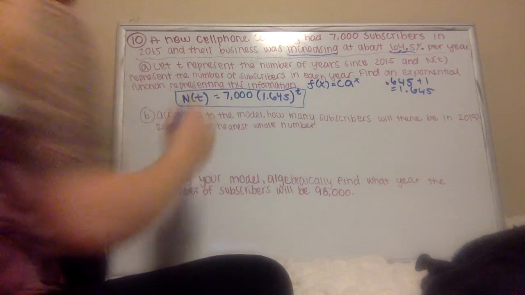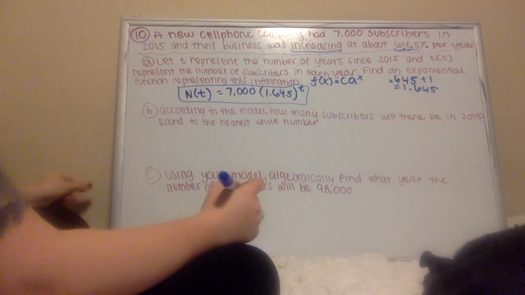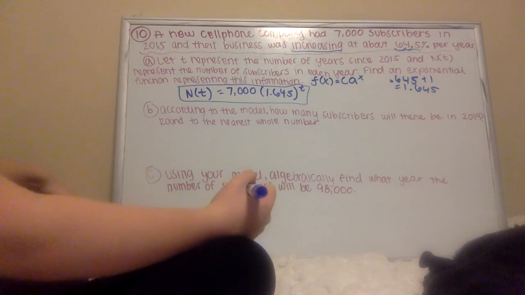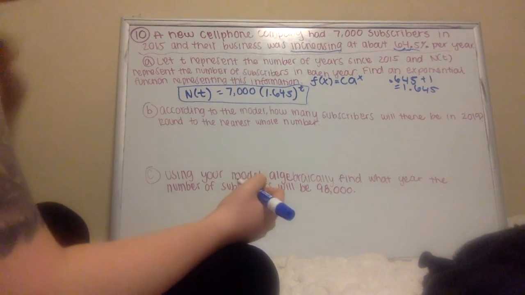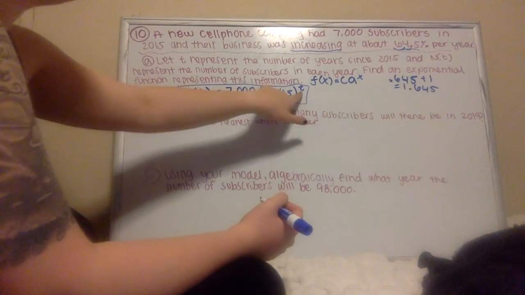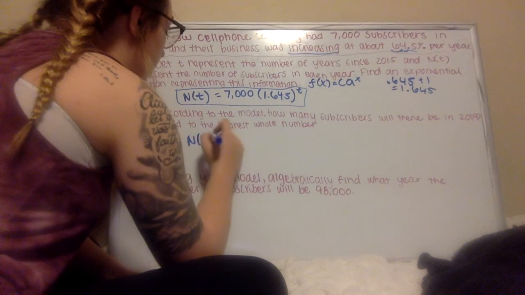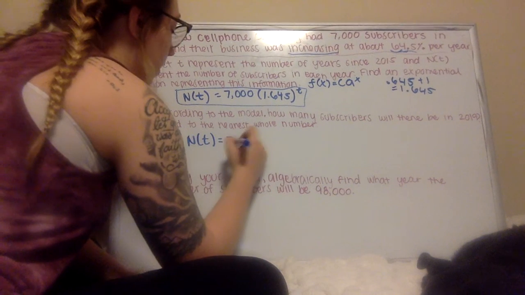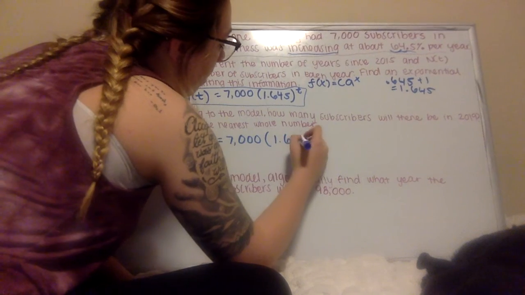equation for part A. And then part B says, according to the model, how many subscribers will there be in 2019? Round to the nearest whole number. It's asking us about how many subscribers there are, so that's N of T. So we're plugging in for T and solving for N of T. So N of T equals 7,000 times 1.645.